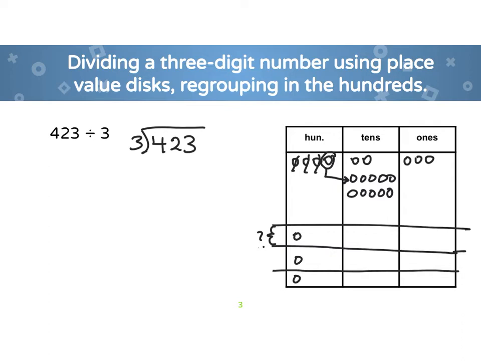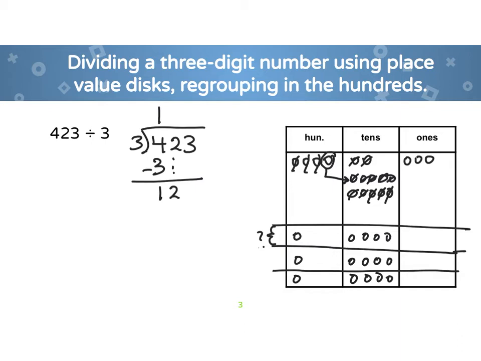First of all, I have 4 hundreds and I divided them and each person gets 1. 1 times 3 is 3, and then I subtract and then I bring down my 2, and that shows you that I now have 12 tens. Now I'm going to take my tens and group them equally between 3 groups. And yay, the 12 tens divide equally. Every person gets 4 tens.